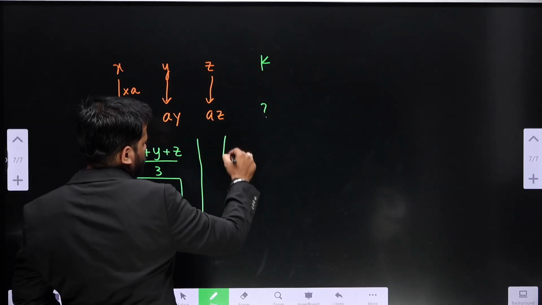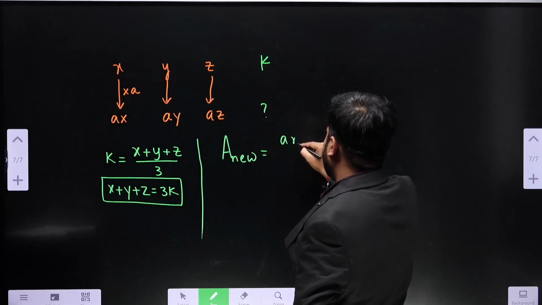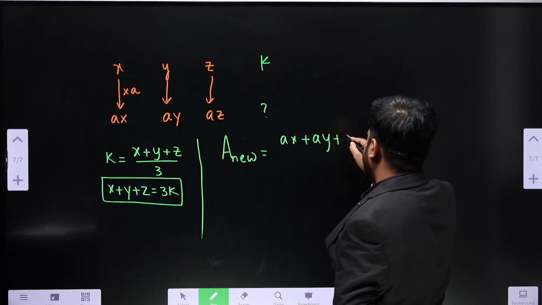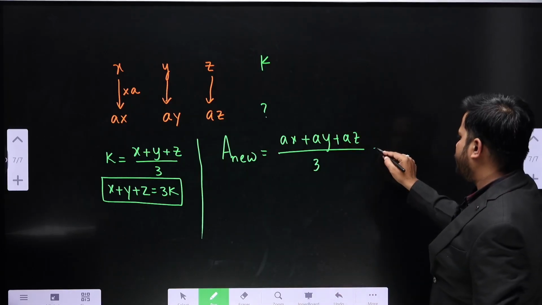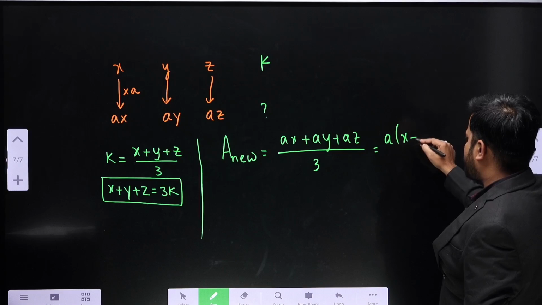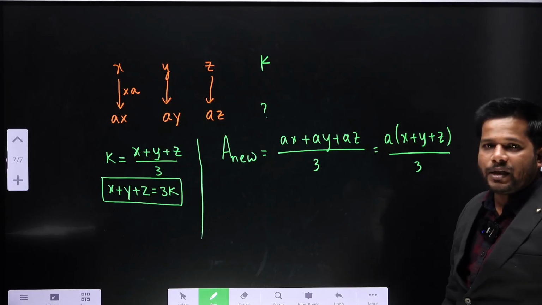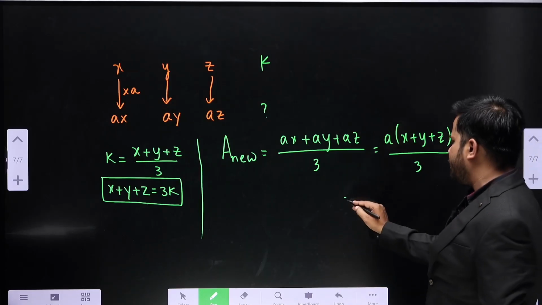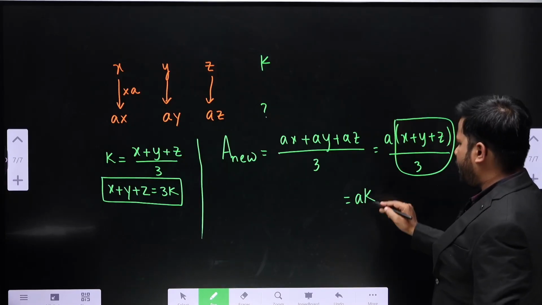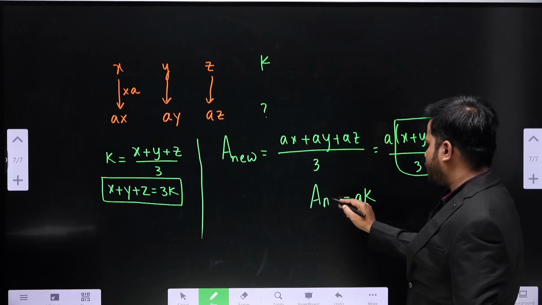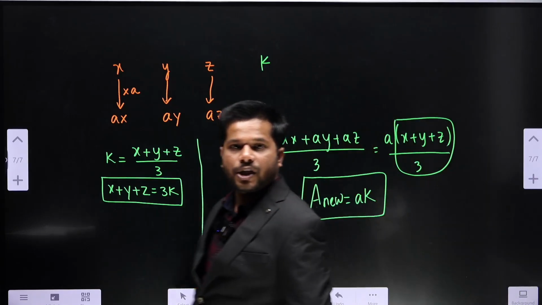A new. A new will be what? Sir, sum of all of them. Sum of all the data is ax plus ay plus az whole divided by how much? 3. Now what I will do? I will take a as common. What remains? x plus y plus z divided by 3. A into x plus y plus z divided by 3 will be how much? A into, this total part, how much is it? This will be k. So ak. So A new is nothing but ak. Is it clear? I hope you got it.